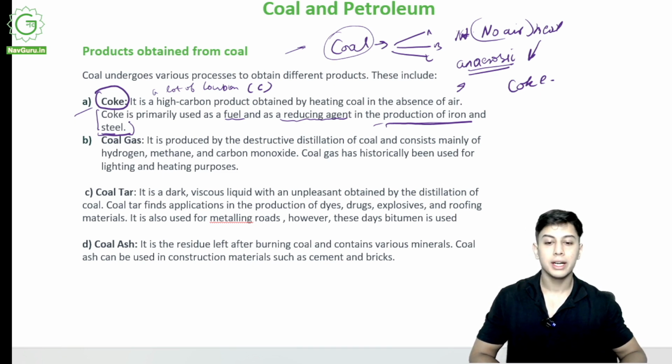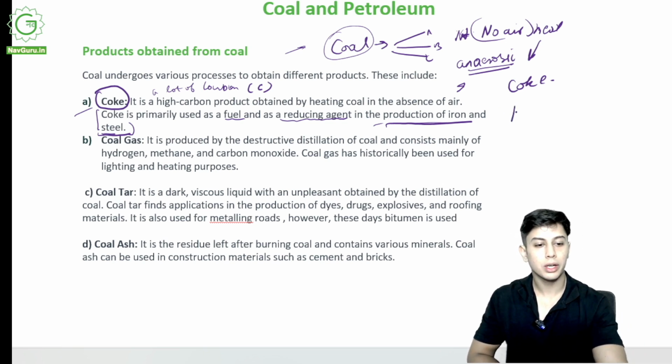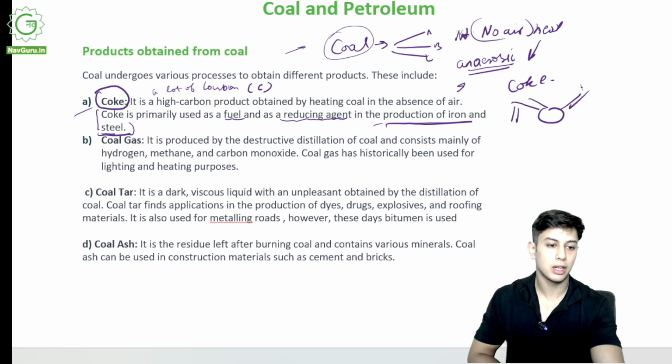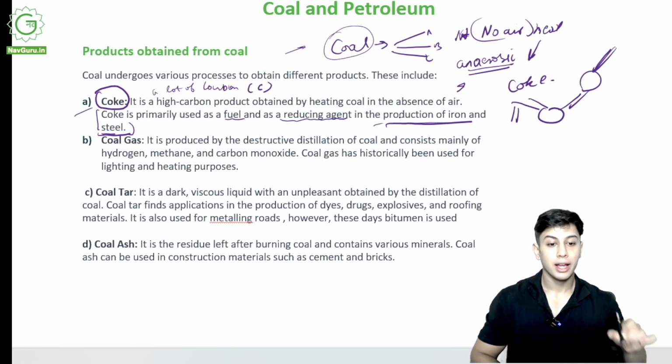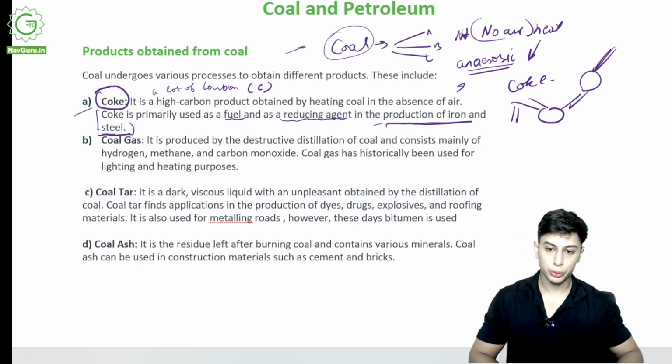What is coal gas? It is produced by the destructive distillation of coal and consists mainly of hydrogen, methane and carbon monoxide. So it is a gas obtained from destructive distillation. Distillation, this coal will undergo a lot of processes, a lot of flasks, and a lot of heating, cooling, destructive distillation. We will obtain different products at each step. And coal gas is also obtained due to this process. And what all is involved in this gas? One gas can have a lot of other gases.